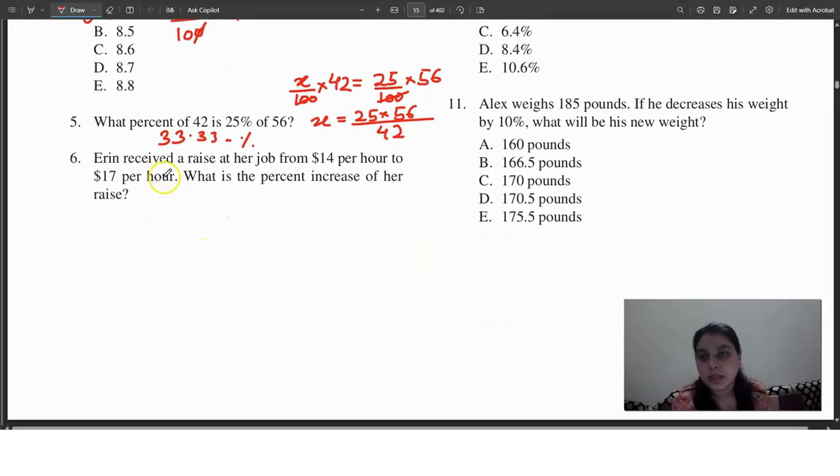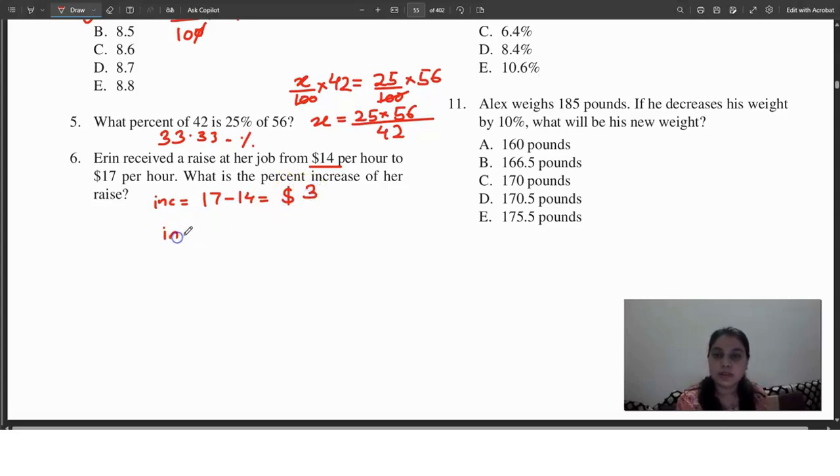Here, Erin receives a raise at her job from $14 per hour to $17 per hour. What is the percentage increase? Now, percentage increase or decrease is always increase upon original multiplied by 100 or decrease upon original multiplied by 100. So, here also we'll find the increase. So, increase will be $17 minus $14. And remember, it's always in the formula increase divided by original, not the current value. So, the difference is $3.